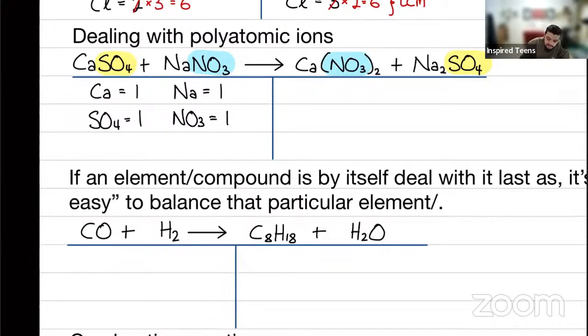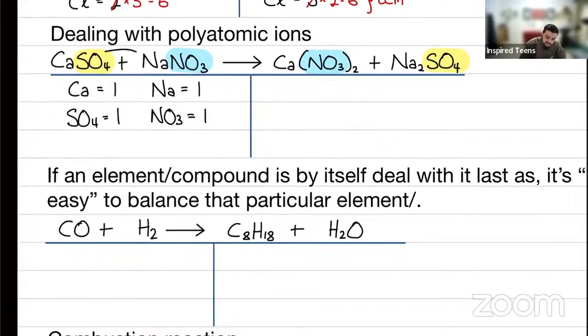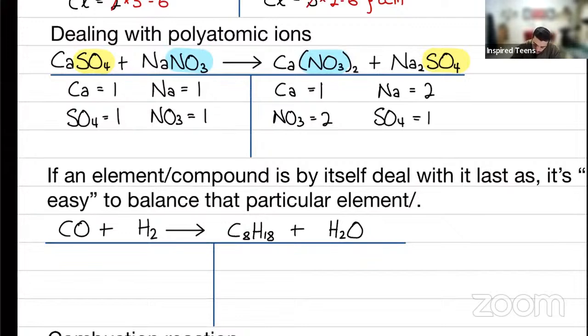And what I want you to notice is that we're dealing with the polyatomic ions as a whole. We're not saying that we have 1 sulfur, 4 oxygen, because the polyatomic ion carried over. You can only do it when it carries over to the next one as itself. So if there's SO4 on the left and SO4 on the right, that's when you can work with it as a whole, because it's no use separating it. On the right, we have Ca 1, NO3 we have 2 of them, Na we have 2 of them, SO4 we have 1.